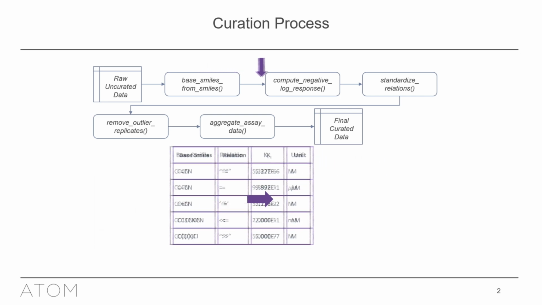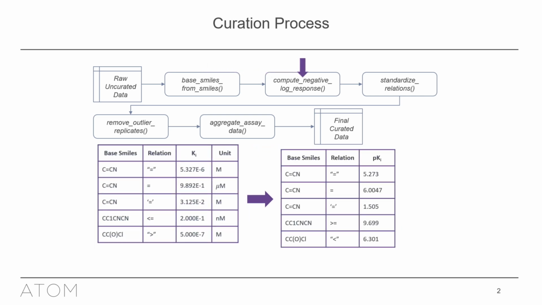Next, we will use compute_negative_log_response to turn the Ki's into pKi's, which helps stabilize the variations in the data in order to help the model more accurately find the trends in the data. And in this process of computing the negative log, we also need to invert the comparison operators, since if the Ki for CCOCl is greater than 5e-7 molar, then the negative log of its Ki is less than the negative log of 5e-7. In this step, we also make sure to convert our Ki based on the unit that it is given in, so that all pKi's are based on Ki in molar, not nanomolar or micromolar.